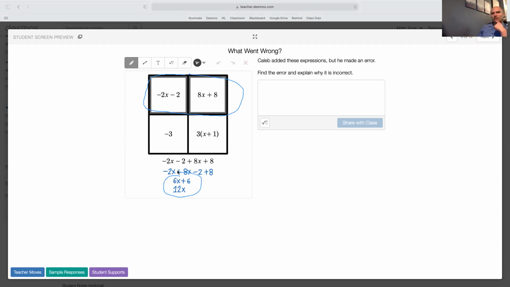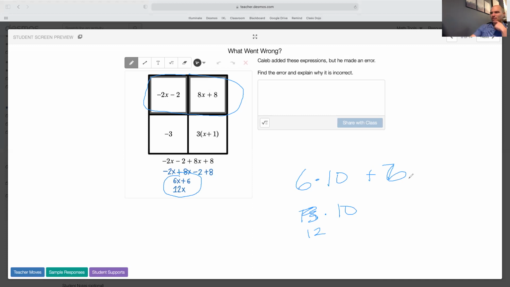Caleb said that 6x plus 6 equals 12x. You can't do that. 6x is a term that has an x in it, which means 6 times x. And you can't add just a singular 6 to that and get 12 times x. It doesn't work that way. Let me use the actual numbers from the problem. So 6 times 10 plus 6 is the same as 12 times 10, right? I'm just pretending that x is 10.